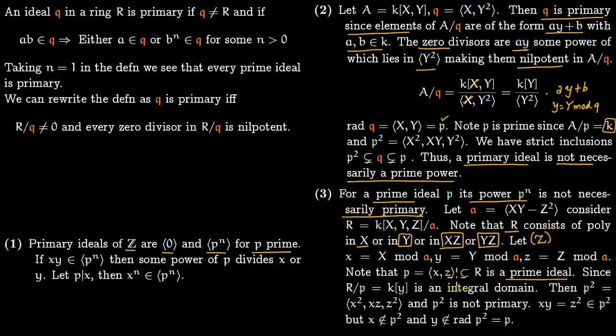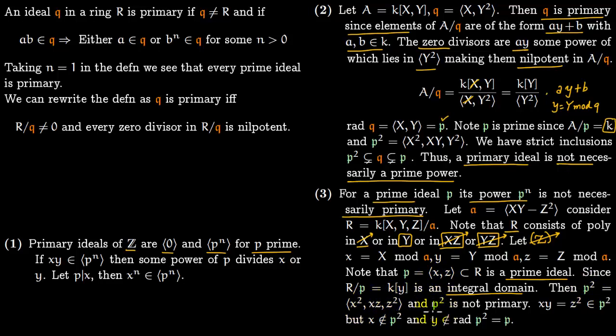Precisely because if you take this ring R and you modulo out with x and z, you will get rid of polynomials in x, you will get rid of polynomials in xz, you will get rid of polynomials in yz because this is generated by z. Only polynomials in y are left. So R modulo this is just k[y], and this is an integral domain. So therefore we can say P is prime. So what is P square? Square this, you get x square, xz, and z square.